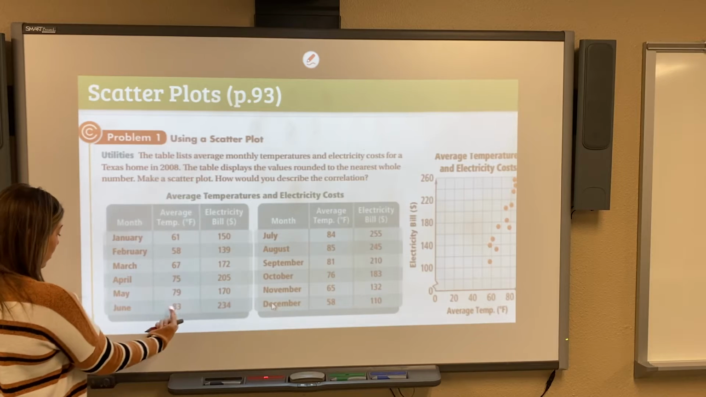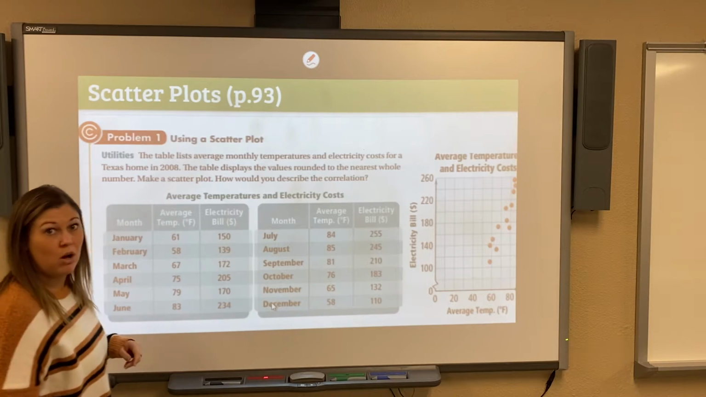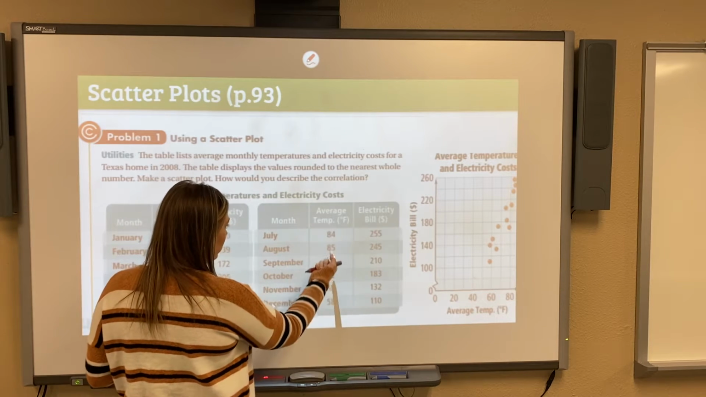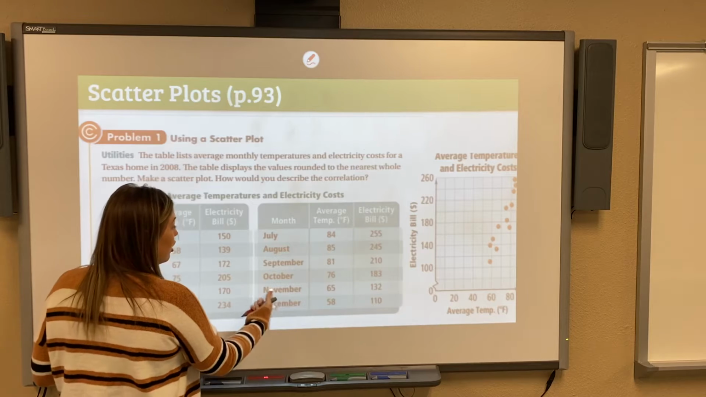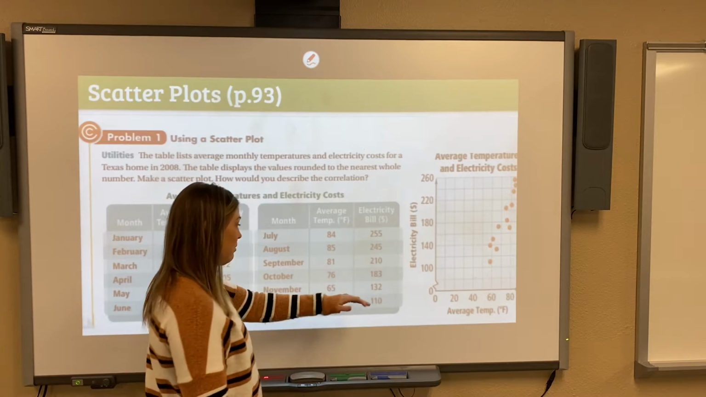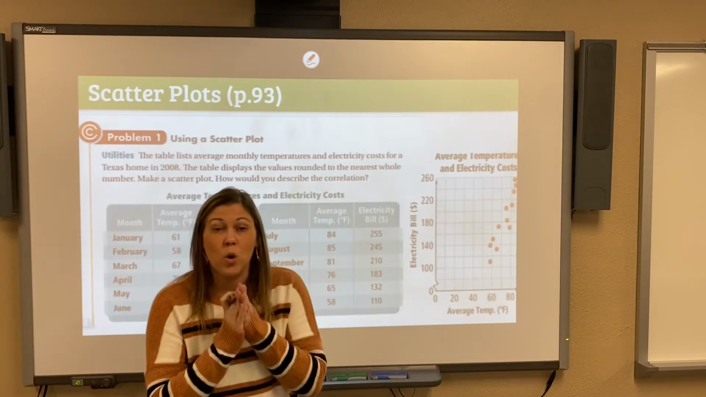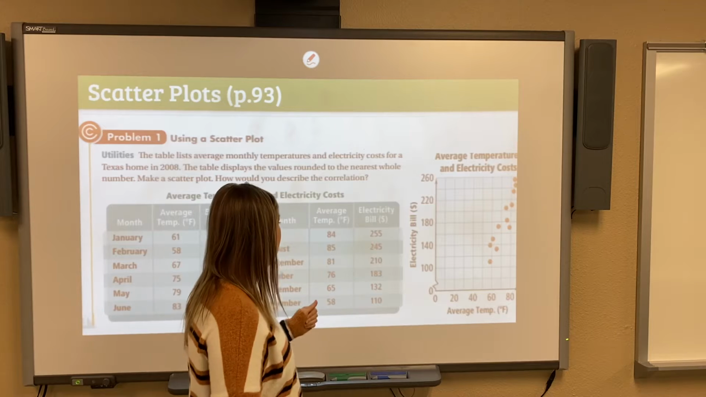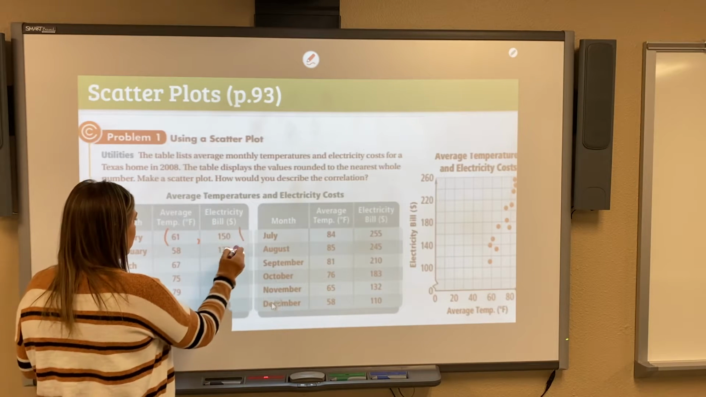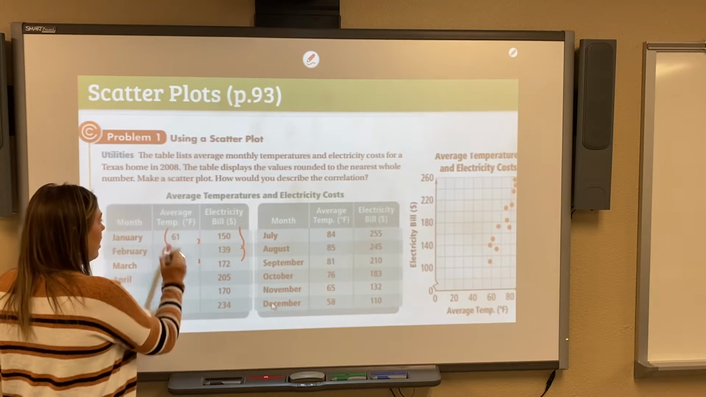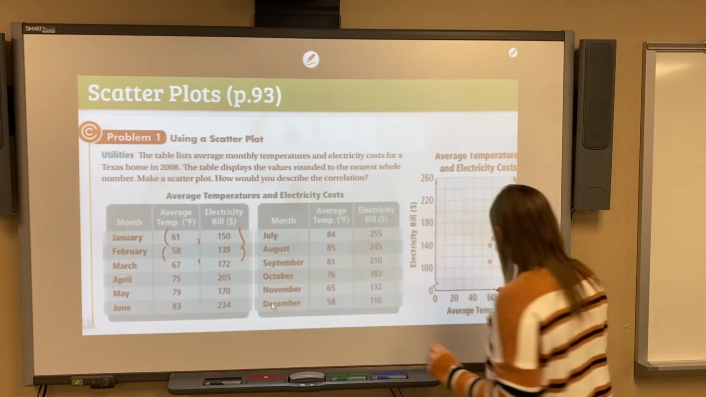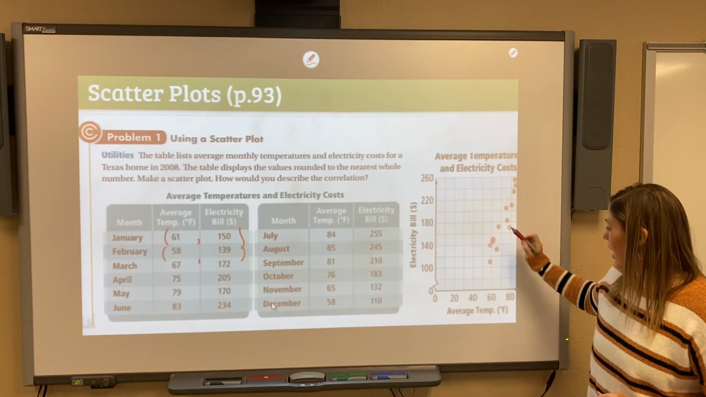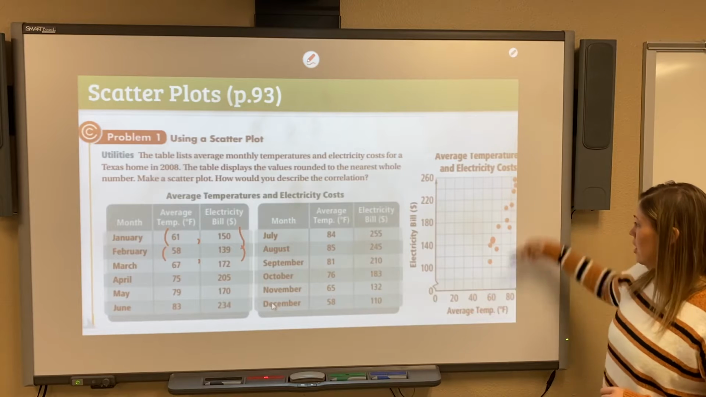If you notice, as our temperature goes up, the electricity bill also goes up. Same with July, 84, it's 255. Then September, it's starting to cool down, going a little lower, 210. November, it's cooler, so it's 132. December, it's 110. If we plotted these, these are your x and this is your y. So when the average temp is 61, we have an average bill of 150, which is right there. All of these points make a scatter plot.